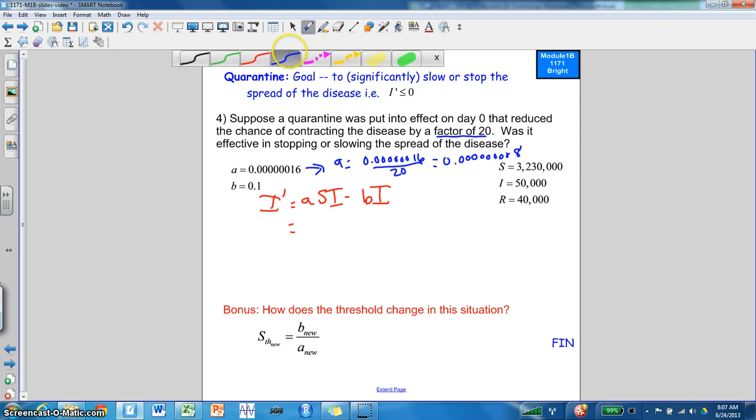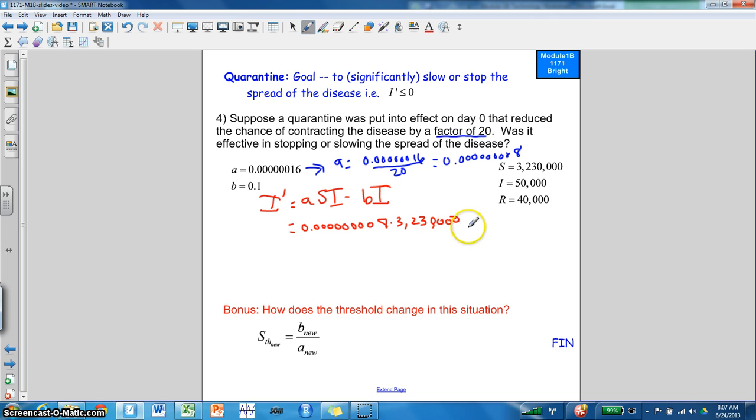Okay, so computing I prime now, I'm going to use this new transmission coefficient. So I have 0.00000028 times my S population, which was 3,230,000, times the I population, which is 50,000, minus B. B doesn't change. The recovery rate does not change with a quarantine. So you still recover at 0.1, or one person every 10 days. So 0.1 times 50,000.